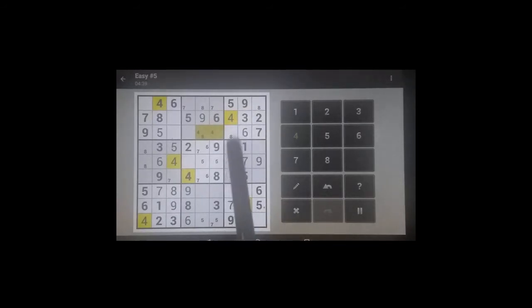Down this way, this 4 clears that column, that row is already taken, so this 4 is there. This row is taken, that row is taken, it's got to be one of those 2.